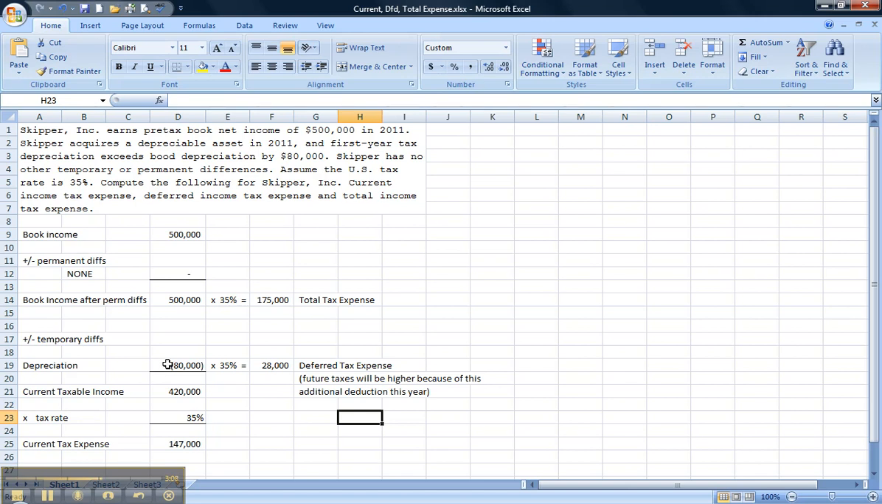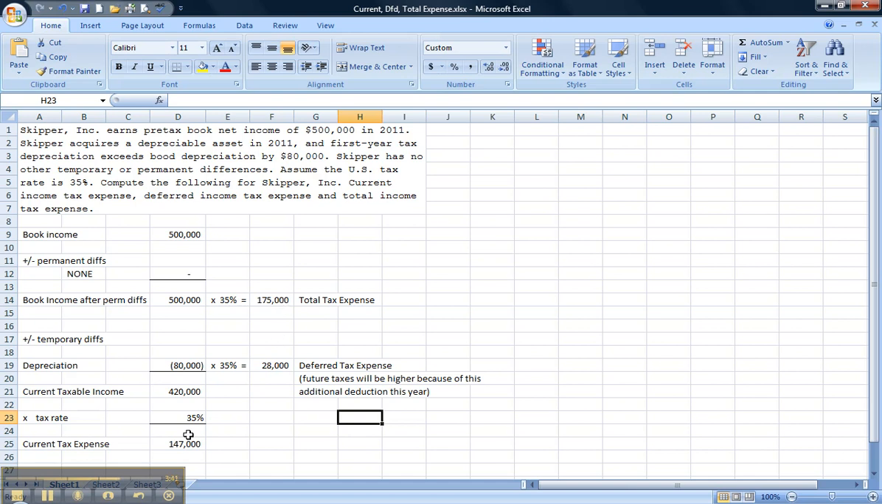So eventually this 80 will flip and become an increase to future taxable income. Well, that's going to cause, at 35%, $28,000 in future taxes to be paid. The matching principle says we have to record the future impact of this year's events in this year. So you match expenses with the periods they relate to. So this is matching a future expense with the period that caused it or that it relates to. So our current tax expense is 147. The deferred is 28. You add those up, you get your total of 175.